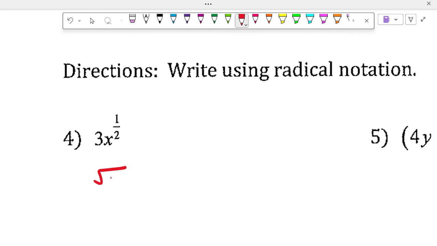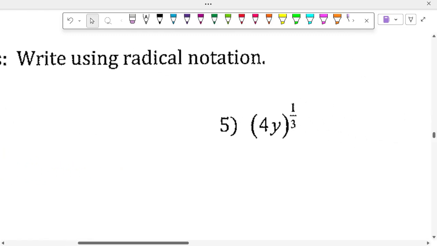So I heard x and I heard 3x. Which one? It's just x. And the 3 is going to go on the outside. Why is the 3 not under the radical as well? There's no parentheses. No parentheses, we have to assume it's only connected to the x.